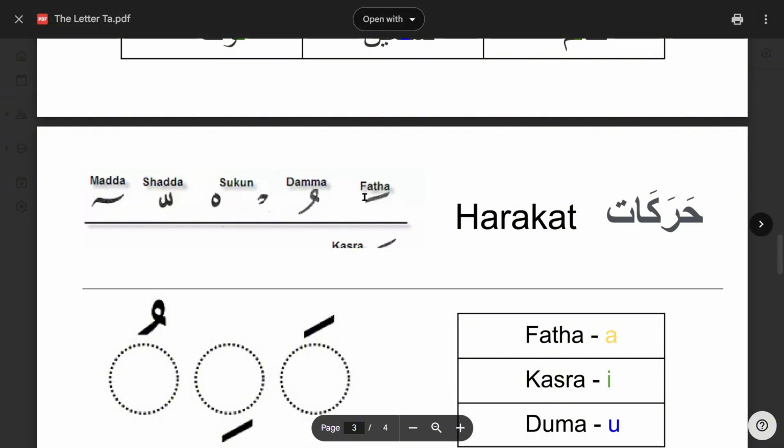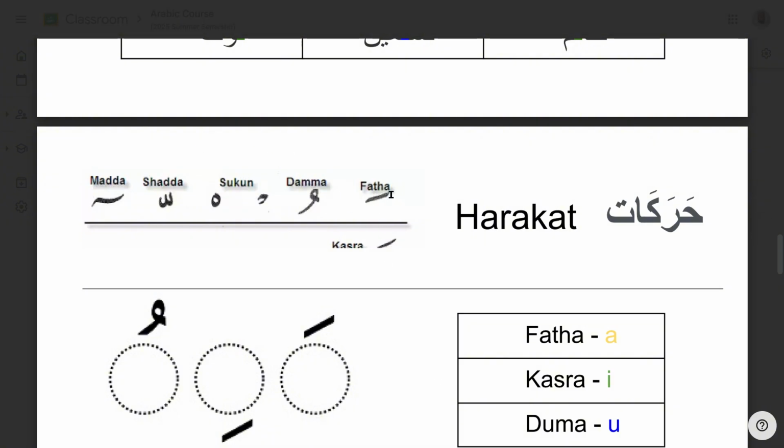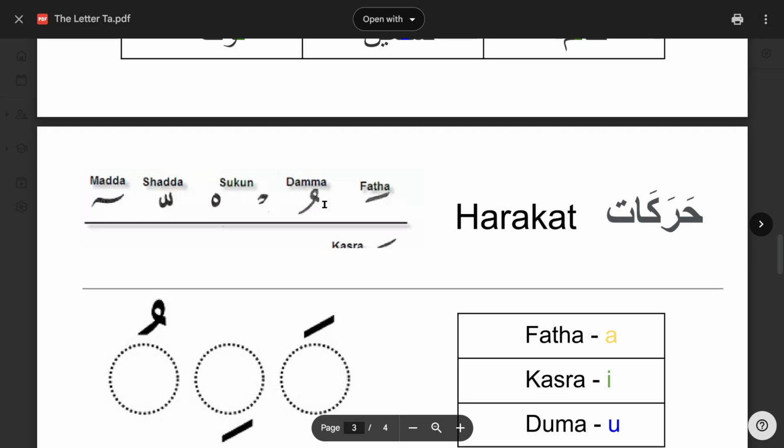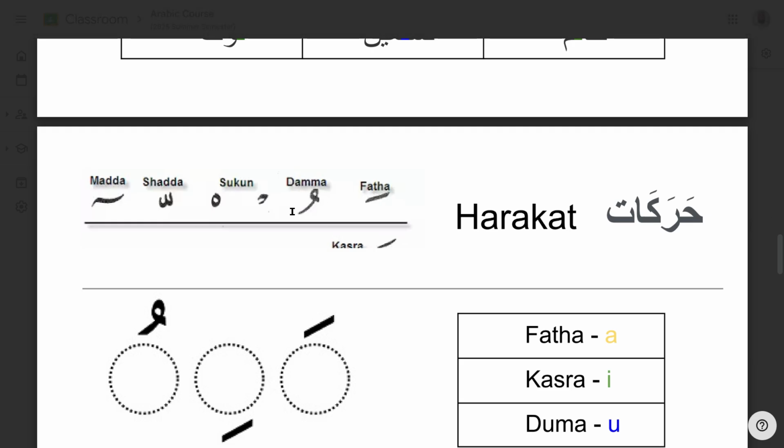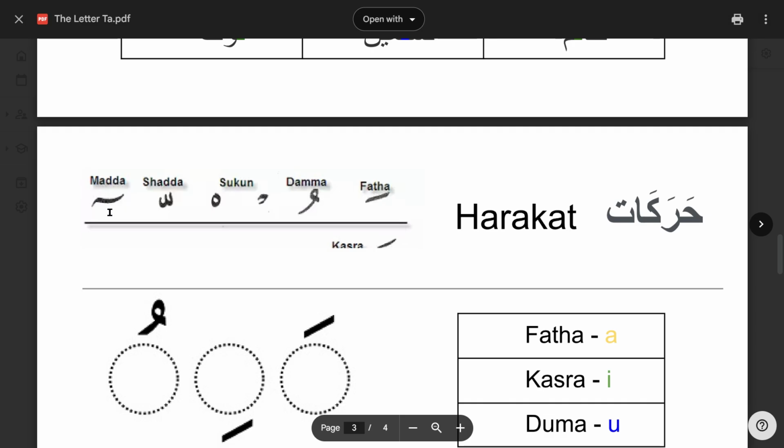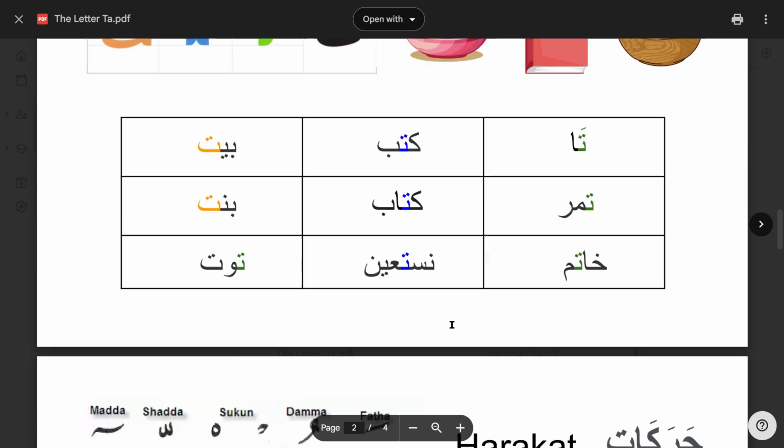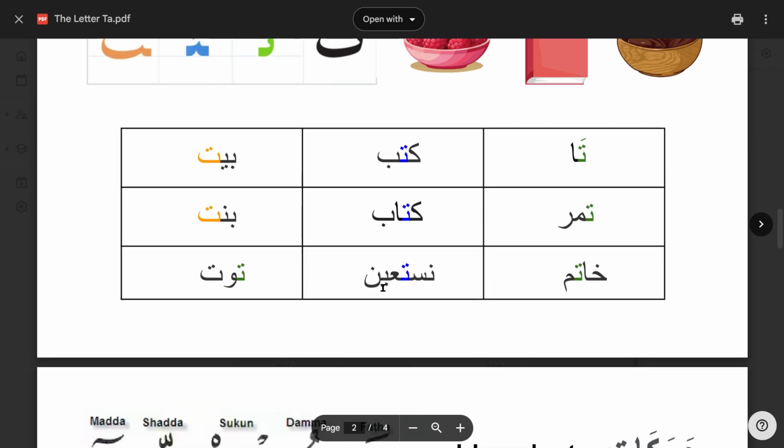So the haraka is going to be the symbols like these right here. There's dashes. There's what I call this ribbon. There's this empty circle. There's a thing that looks like a W. There's a thing that looks like another dash. These are the haraka. The dots are actually part of the letter.